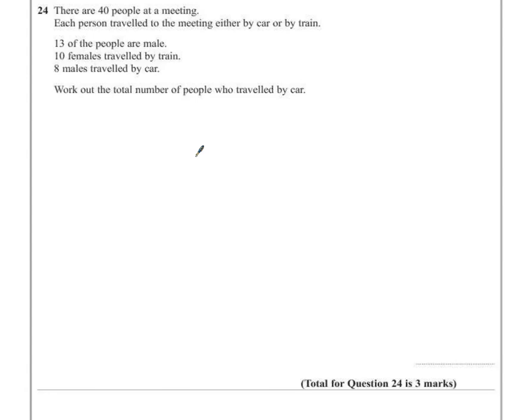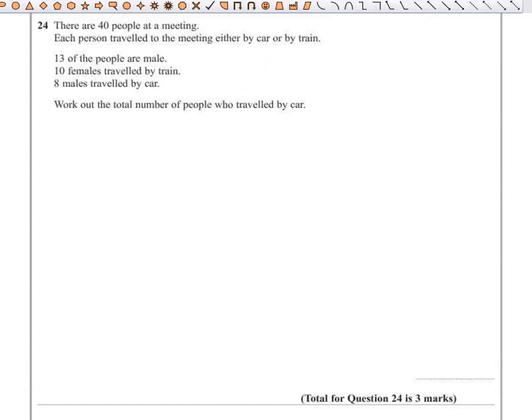Now this is a bit of a logic problem, this one, because we've got a lot of information that we're going to have to sort out. And the way I prefer to do this is to put it into a table. Specifically, a two-way table, because that way we can compare men and women and train and car. You're comparing two lists of information.